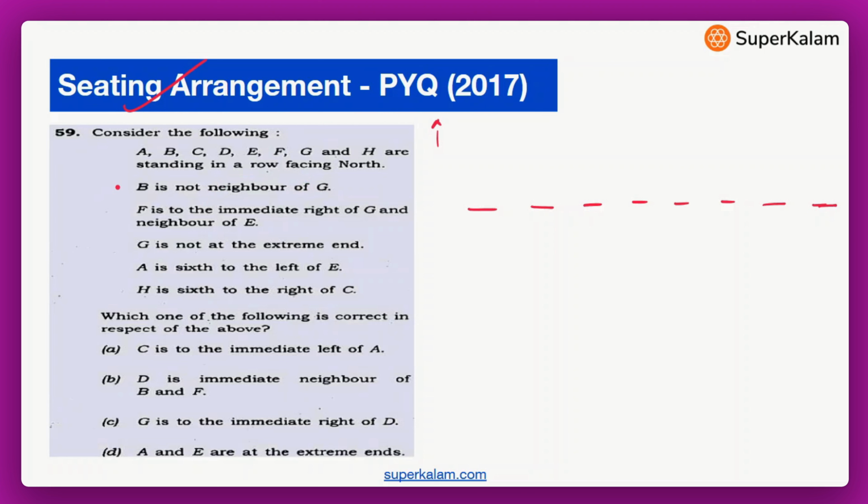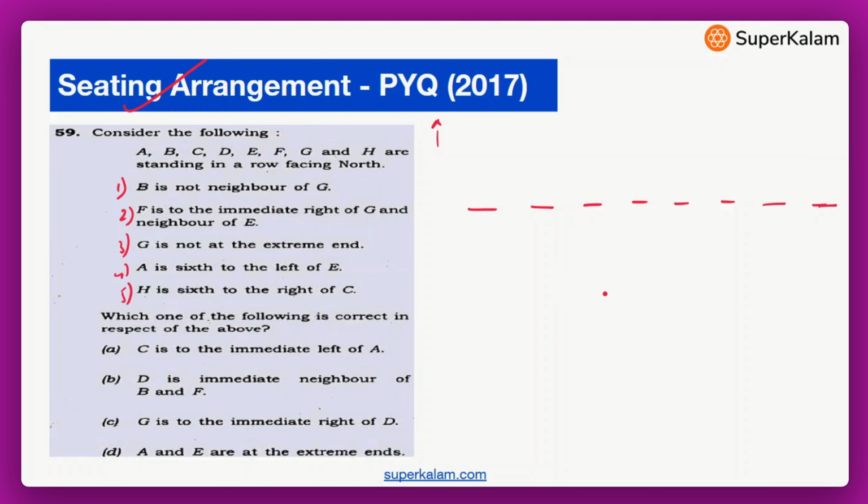Okay, so these are statements 1, 2, 3, 4, 5, and these are telling us something. So B and G are not standing together. Despite this information, we can't put someone in any of these 8 places, because it's just saying that B and G are not neighbors. G can be here, G can be here, B can be here, B can be here. They can be anywhere. F is to the immediate right of G.